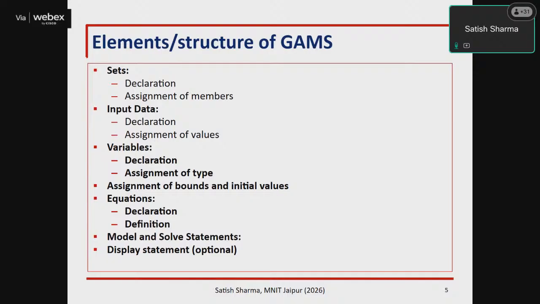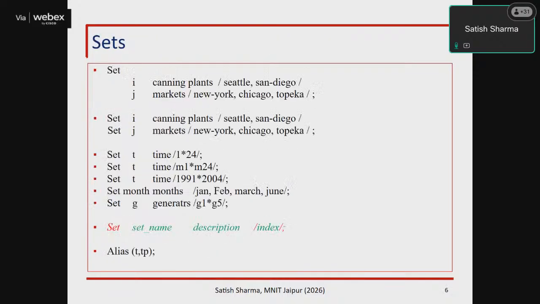Then if there are some bounds like a lower bound and upper bound, or some initial value, then we can assign those as well. Then we will write down the equation: we will declare the equation, and then we will define the equation. So we will go through everything in detail.